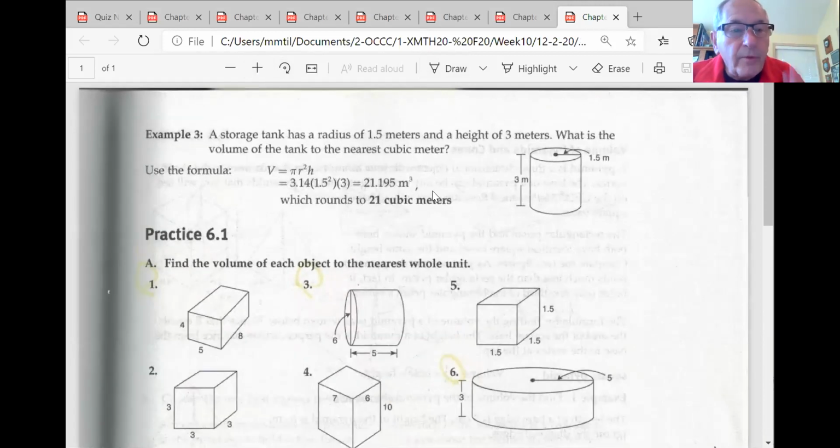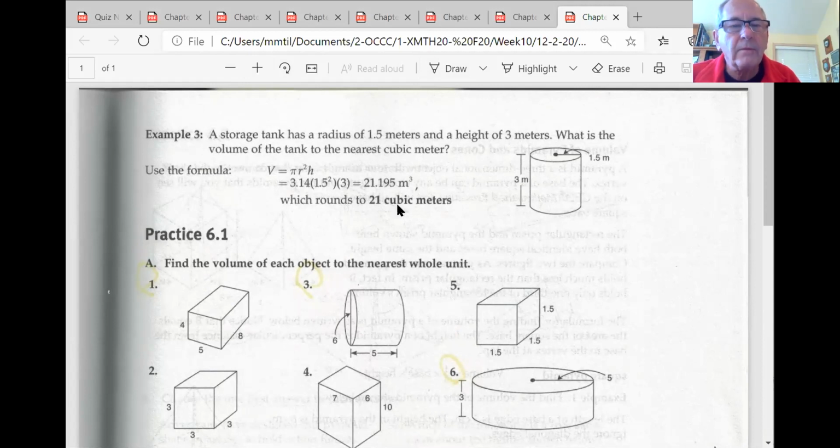Okay, so example 3: a storage tank has a radius of 1.5 meters and a height of 3 meters. What's the volume of the tank? It's base times height, in other words, pi r squared. That would be the base of this cylinder. The radius is 1.5, so it's 3.14 times 1.5 squared, and then times the height, 3, and that's how they get 21 cubic.